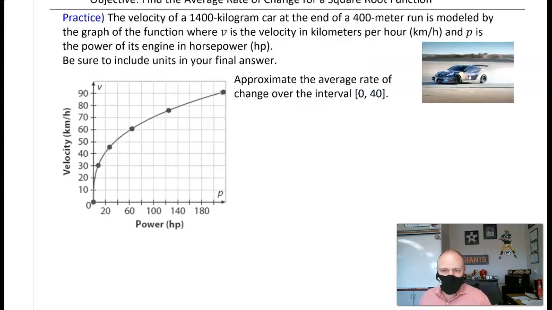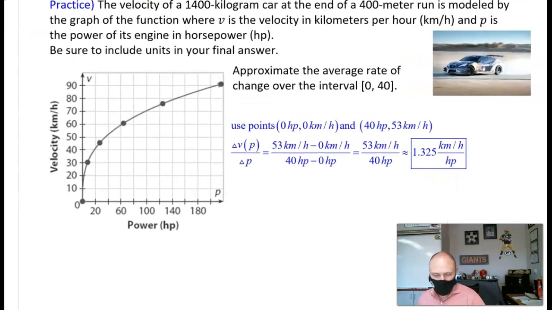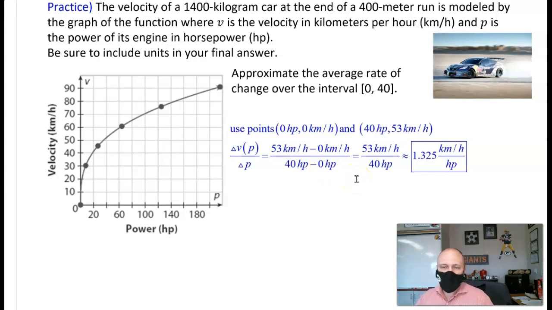All right, here is the solution for the average rate of change from the interval 0 to 40. Again, you're approximating, so the velocity for the vehicle may be different for 40 horsepower, but I selected 53 kilometers per hour. So it'd be 53 minus 0 over 40 minus 0. So if we do 53 over 40, that is 1.325. If you use something else like 52, that's completely okay. Just ask yourself, did you use units? Kilometers per hour divided by horsepower.